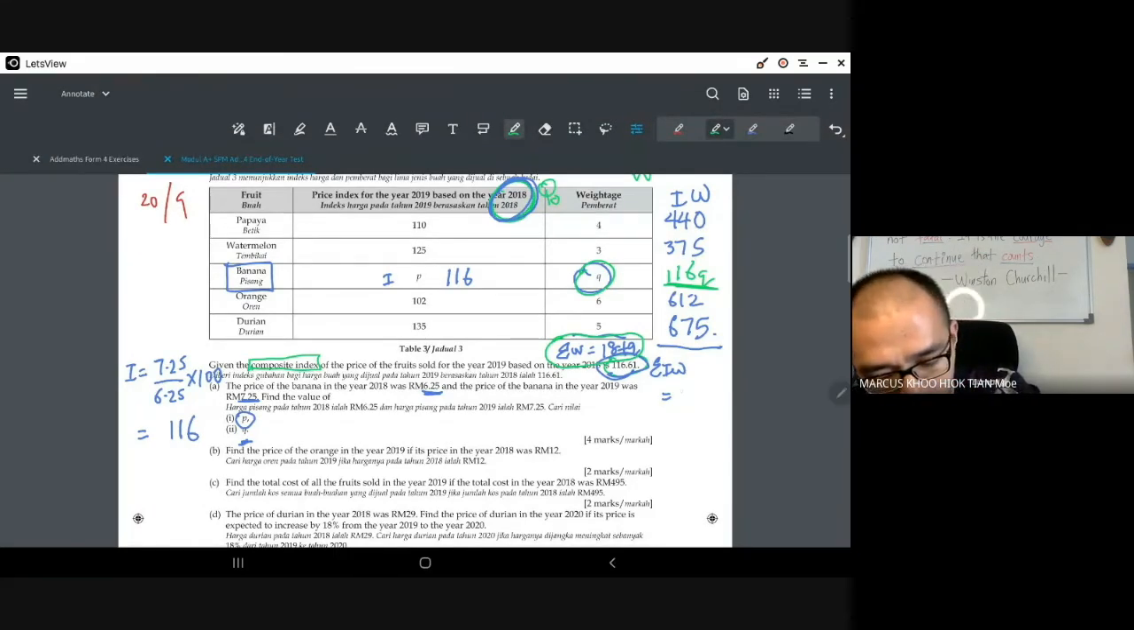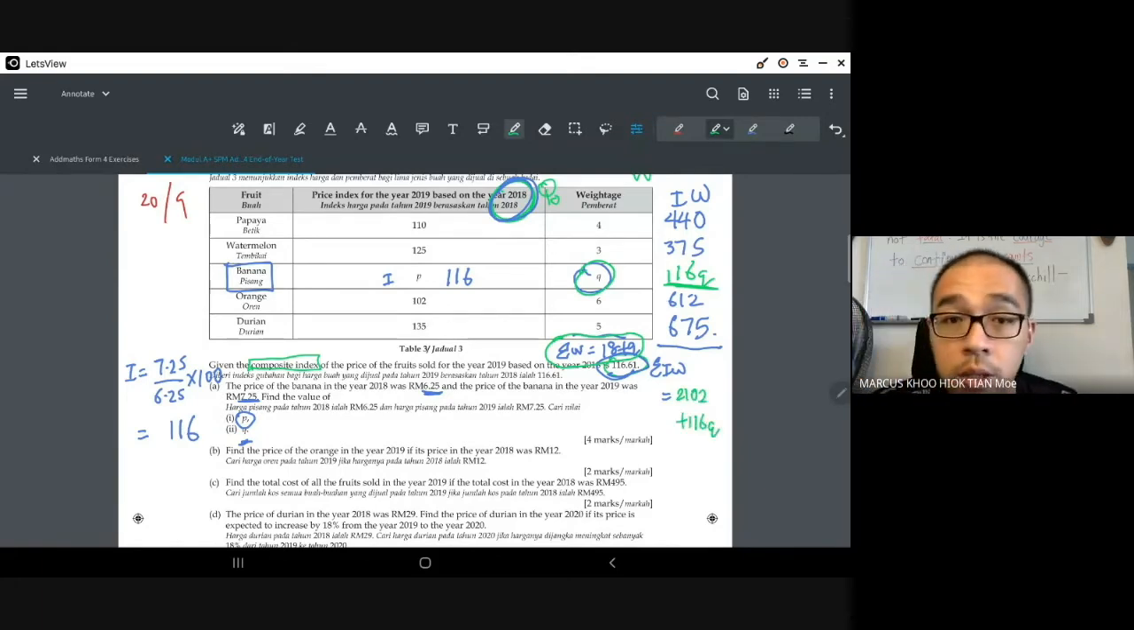Okay, very good. 2102 plus 116Q. So remember this, the one with the letter you don't touch. Because you cannot add them together. For example, 3 plus 2x, you cannot combine, you must leave it alone. Okay, the same thing as this.